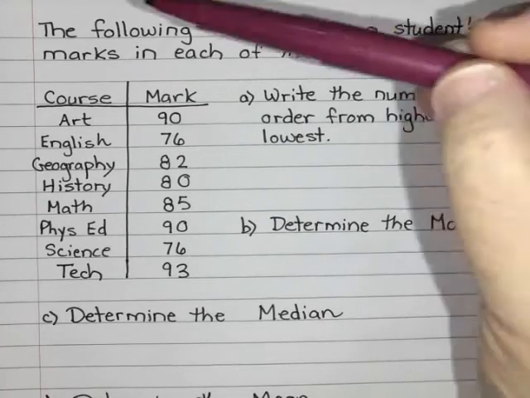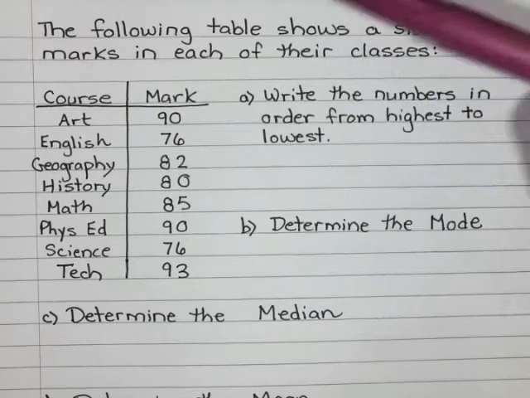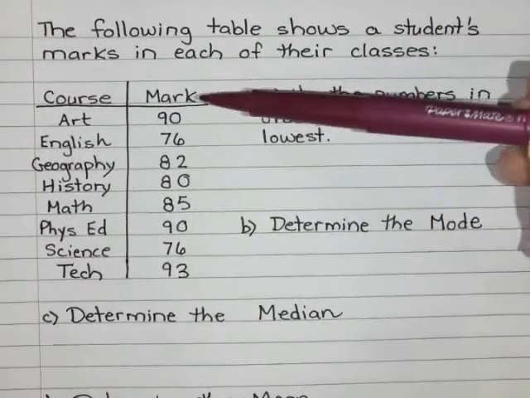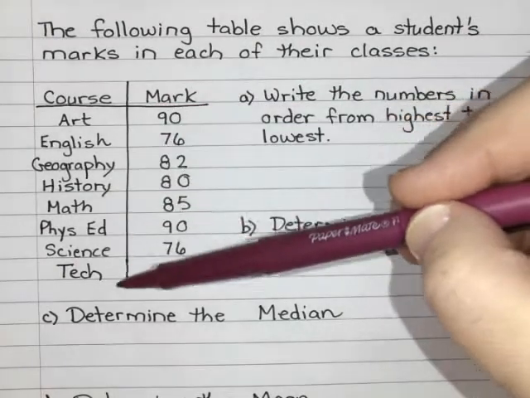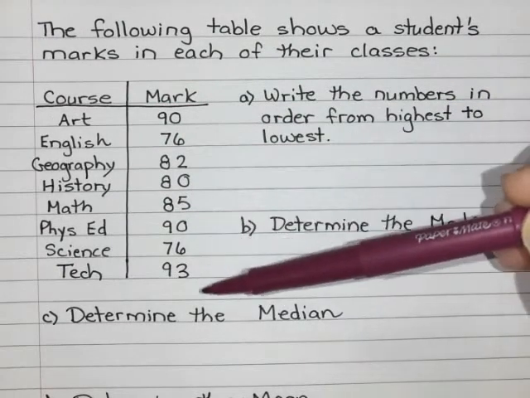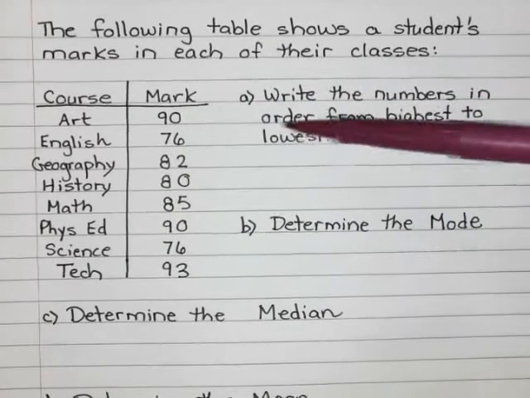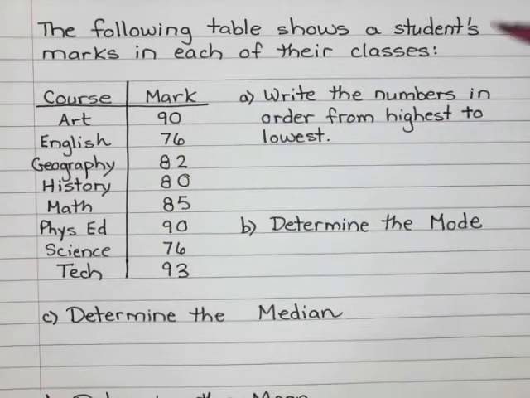Our example says the following table shows the students' marks in each of their classes. So we have course and we have mark, and then they have 8 different courses listed and 8 different marks listed. The first question asks us to write the numbers in order from highest to lowest. Actually, I think it's supposed to be lowest to highest, and I wrote it down wrong. So that's what we're going to do. We're going to go low to high, although it doesn't really matter.